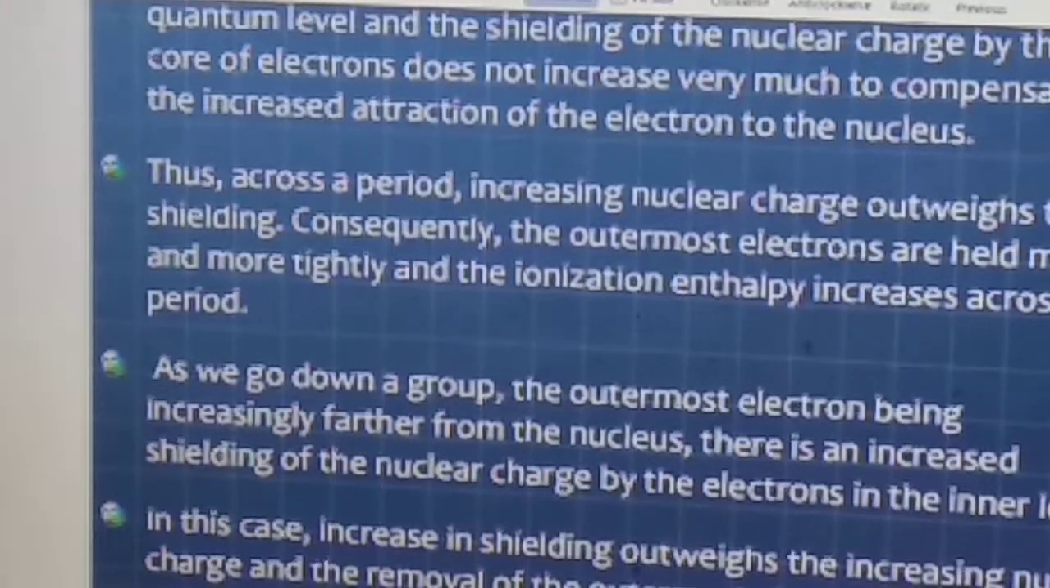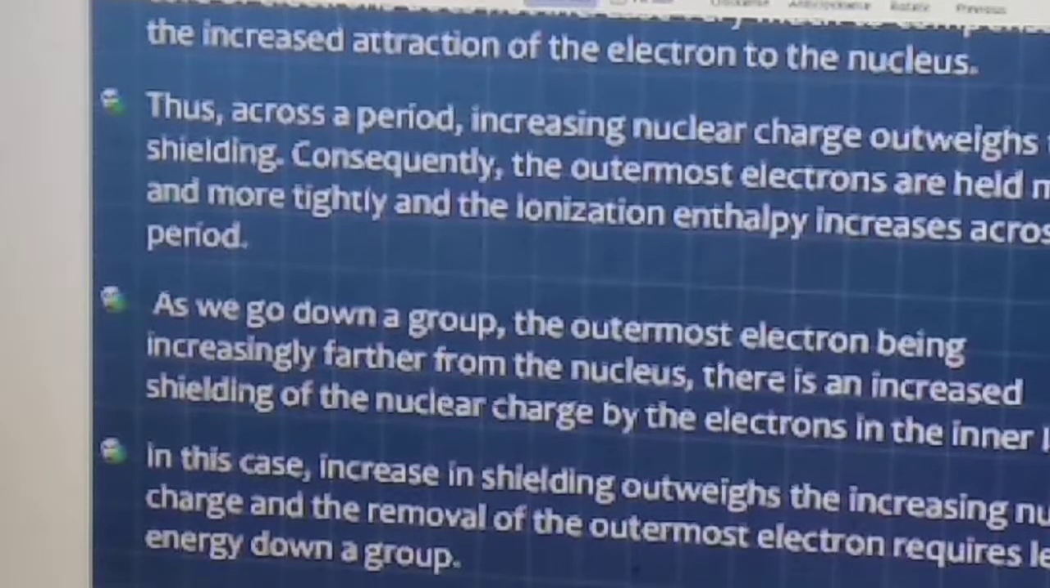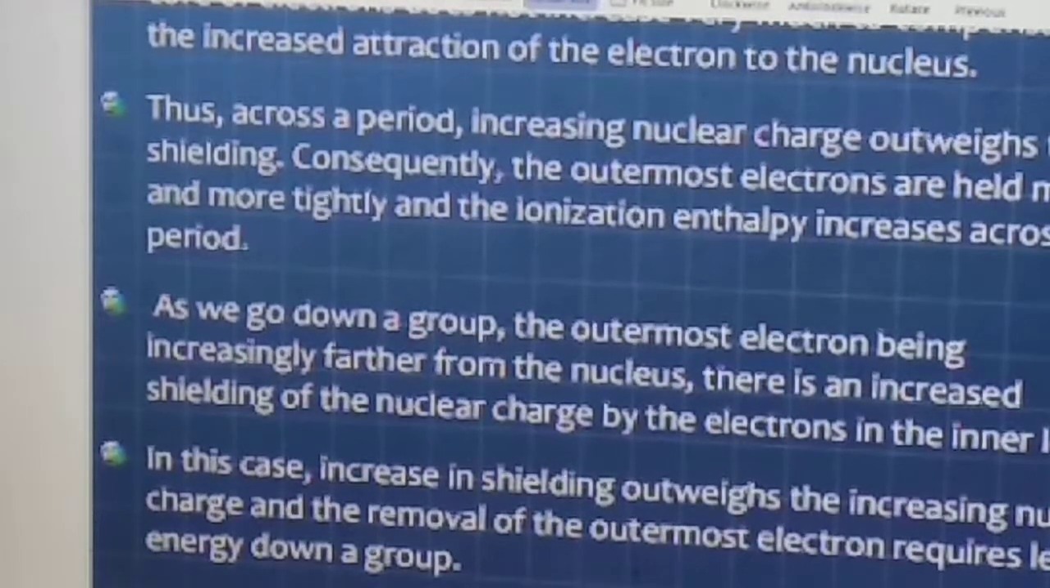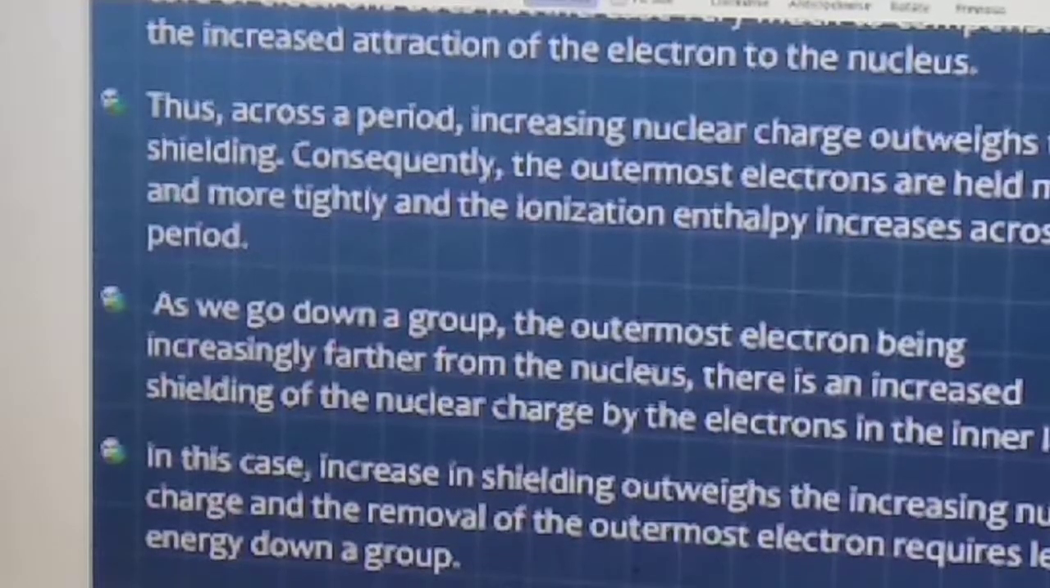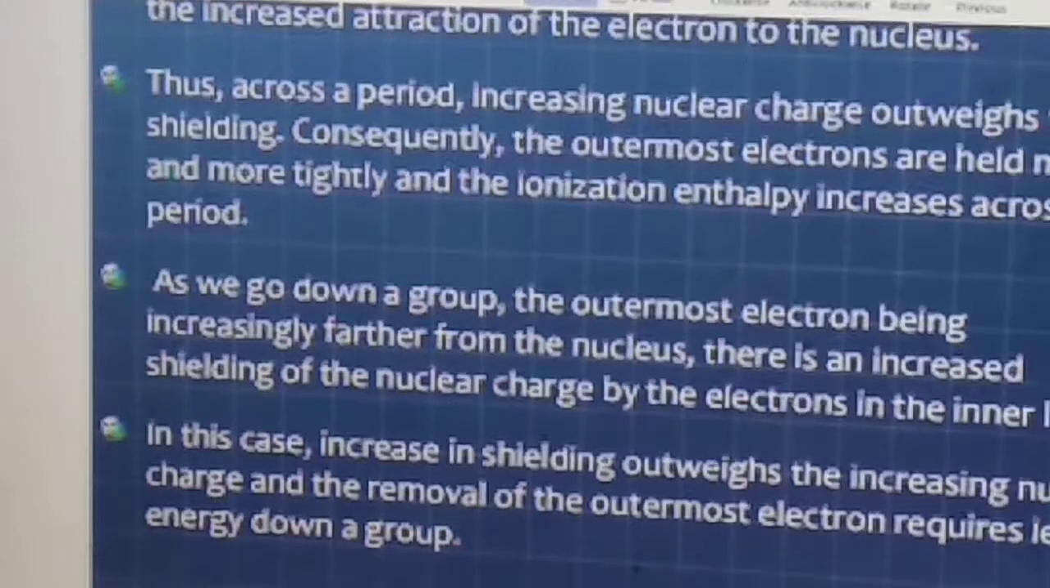In this case, what is happening here? The increase in shielding outweighs the increasing nuclear charge, and the removal of the outermost electrons requires less energy down a group. That's why we can explain that the ionization enthalpy decreases on moving down the group, because the increase in shielding outweighs the nuclear charge.